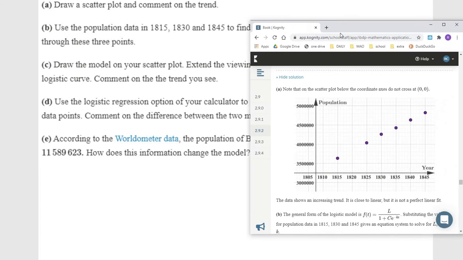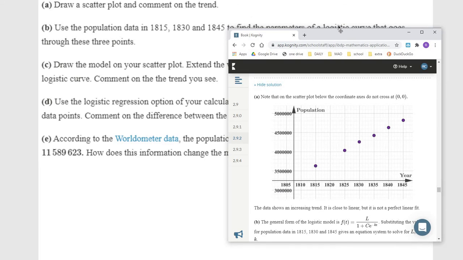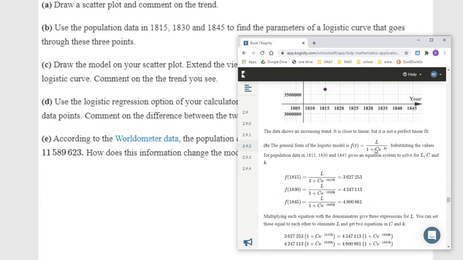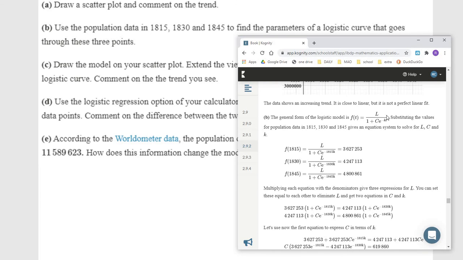So put that into your calculator as your two lists in your stat function, okay? And then you should get this as a scatter plot. Okay, now we're going to use those three population dates, so 1815, 1830, and 1845. So we plug them into our general form, which is this equation right here. We get these three equations, okay?